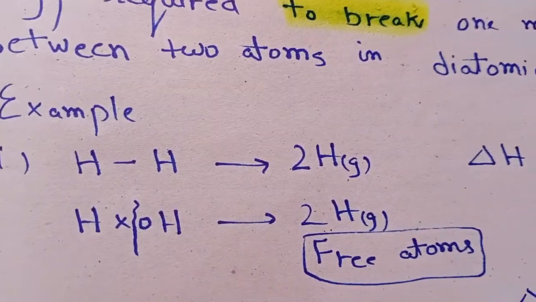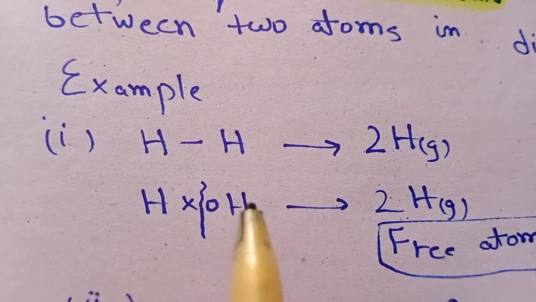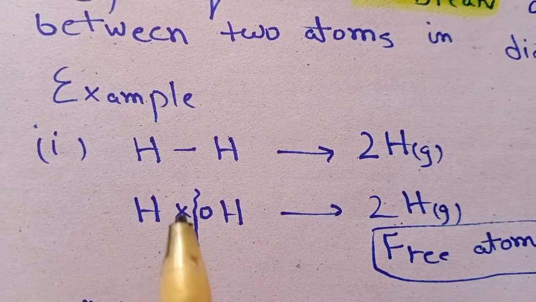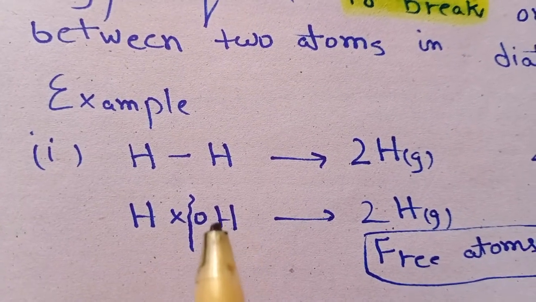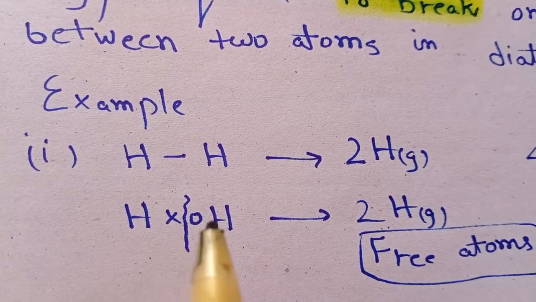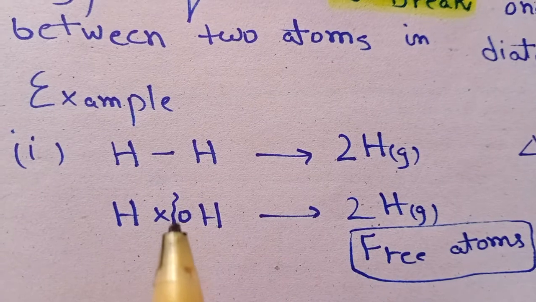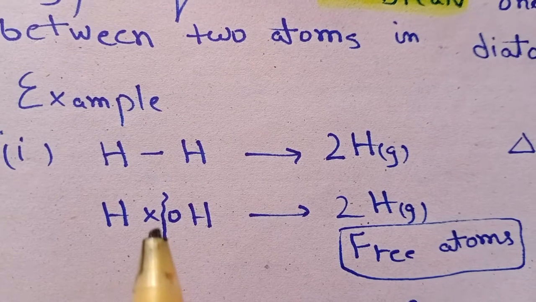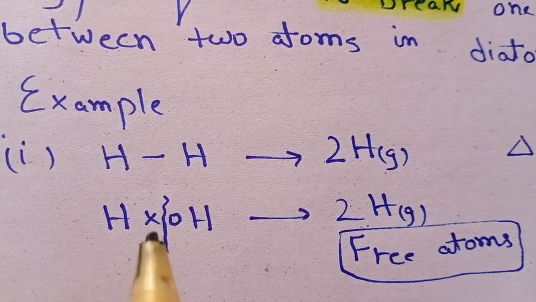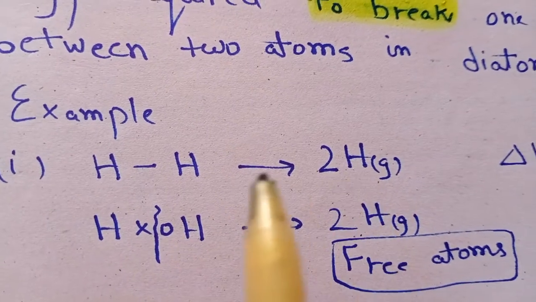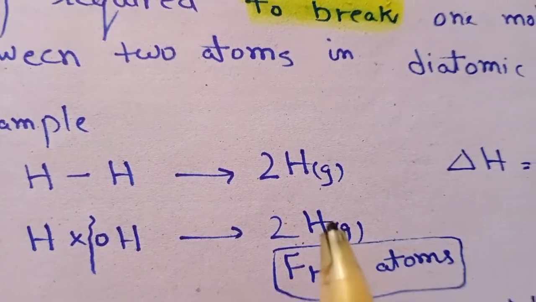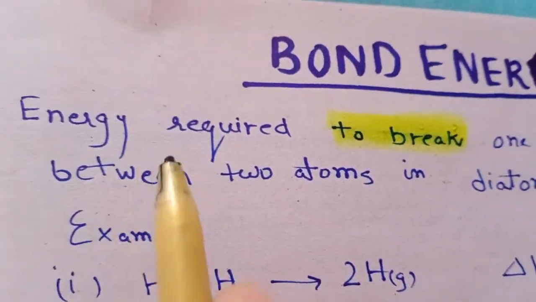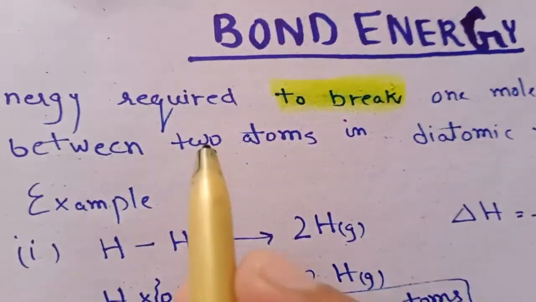As you know, a covalent bond is formed between two atoms by the sharing of electrons. A hydrogen atom contains 1 electron in its valence shell. Another hydrogen atom also contains 1 electron in its valence shell. These two atoms share electrons to attain stability. Hydrogen does not follow the octet rule, it follows the duplet rule. Now we break this bond, and after breaking it we get free atoms of hydrogen. For this process we need energy, and that energy is known as bond energy.